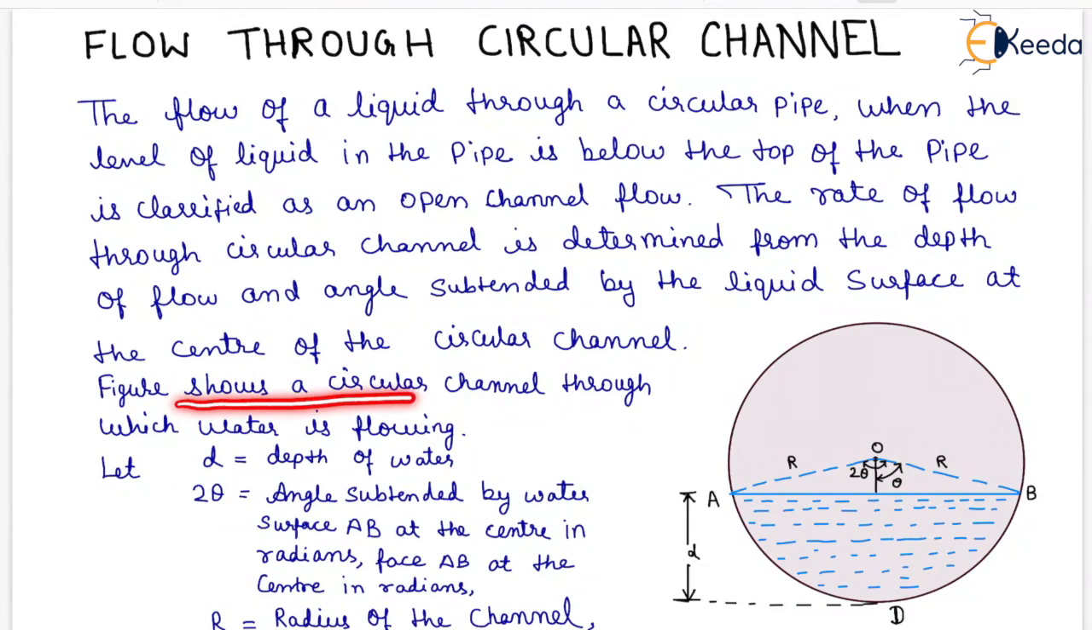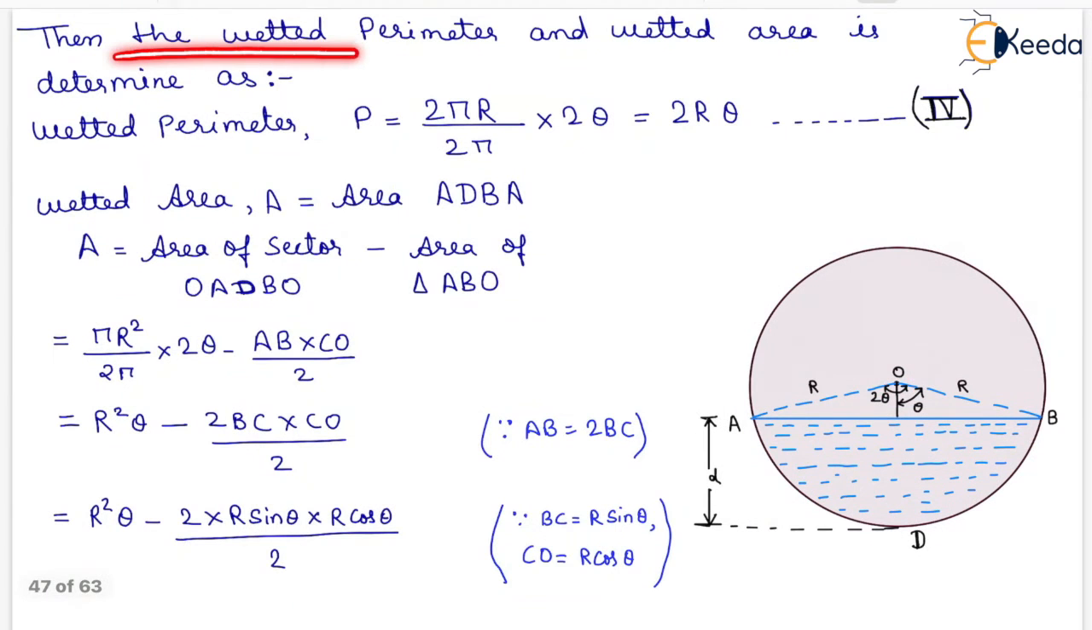Now the figure shows a circular channel through which water is flowing. Let d equal the depth of water, as shown here. 2θ is the angle subtended by the water surface AB at the center in radians, that is 2θ. And r is the radius of the channel. Then the wetted perimeter and wetted area are determined as: wetted perimeter P equals 2πr upon 2π into 2θ, which equals 2rθ, which is equation 4.